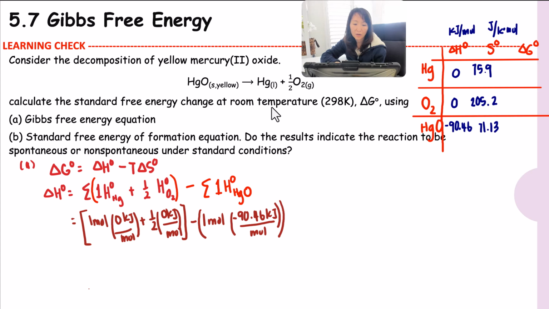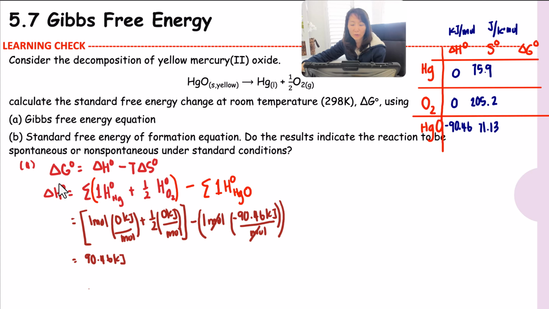Now everything on this side is just 0, so we're only dependent on here. So this is minus 1, right? So this is negative, and here's another negative that becomes positive. So this value, delta H, will be just 90.46 kilojoules. And the moles are gone because these all cancel out. Okay, so that's for delta H.